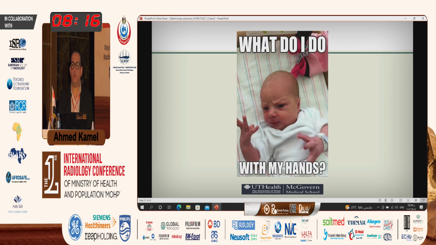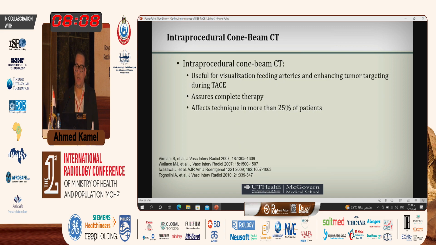Use of cone beam CT. When we started having cone beam CT like 10 years ago, we really didn't know what to do with it. It's just like a baby: what do I do with my hands here? But then we realized that it's very, very helpful. Cone beam CT is now a standard part of any TACE or Y90 procedure, and sometimes we even do ablation on the angio machine using cone beam CT. It's very useful in visualizing the arteries that feed the tumor. It's also very important to assess complete therapy, to make sure that you have covered the whole tumor and there are no other arteries supplying the tumor that you have missed. It also affects the technique in 25% of the patients.